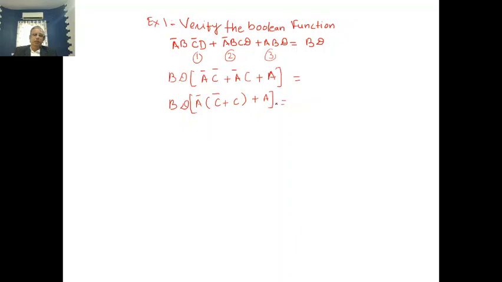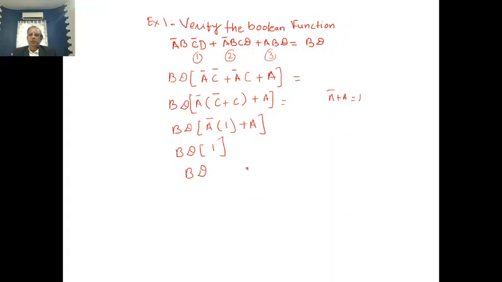And what is A plus A bar? A plus A bar is 1. This becomes A bar into 1 plus A. This is BD. A bar plus A is 1, means again this will be 1, means this is BD. Left hand side equal to right hand side.